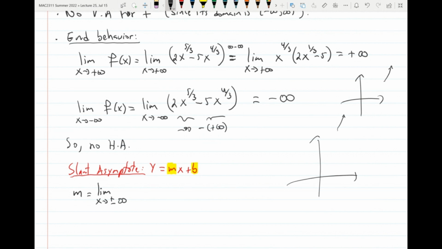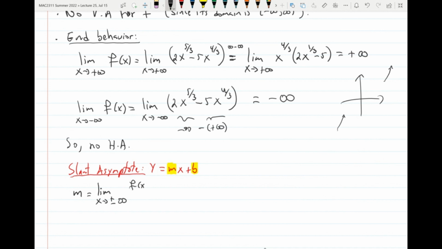For example, think about a function that may do this. You have this line, you have this line, and then this is your graph. This would be a function, and it has two slant asymptotes, this one and this one. One is going to positive infinity, and this other one is when it goes to negative infinity. So that's why you have to take both limits.